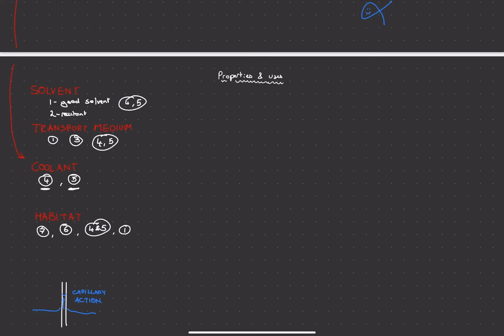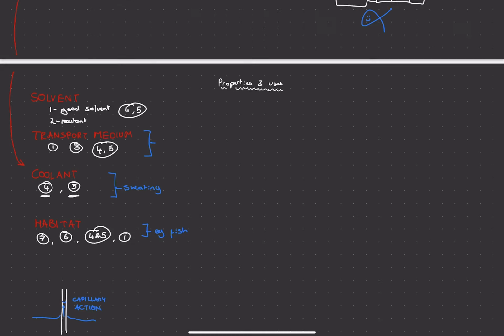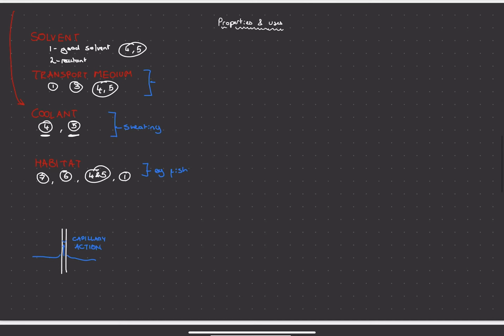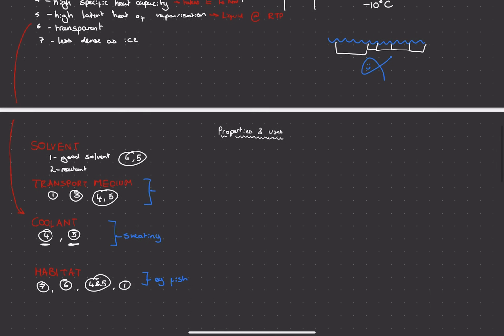So examples of uses as a habitat, we've already talked about fish. Examples of uses as a coolant, we've already talked about sweating. Examples of uses as a transport medium, we've already talked about how plants use water as a transport medium when they're drawing stuff up the xylem, and how it's really important that we have capillary action there, and that's due to this adhesion and cohesion. So transport medium, example plants.